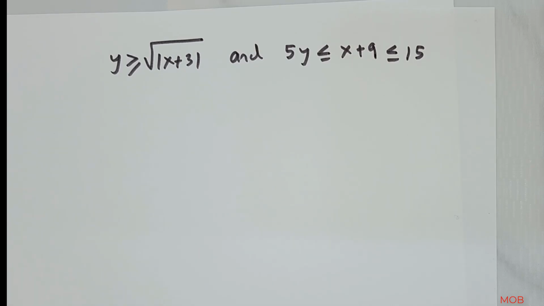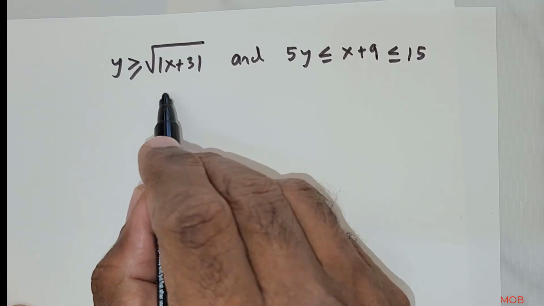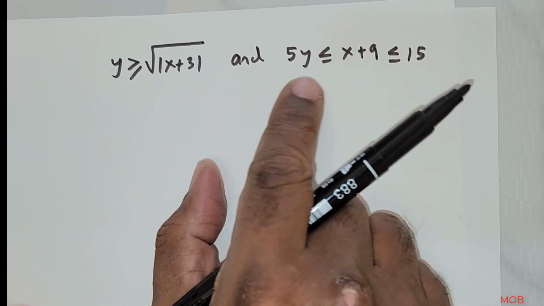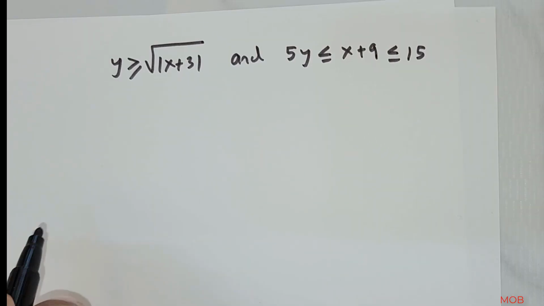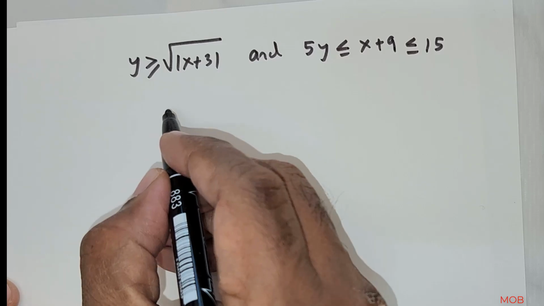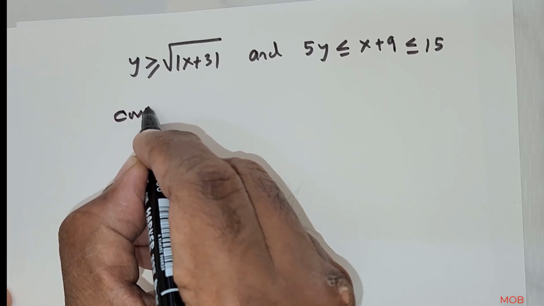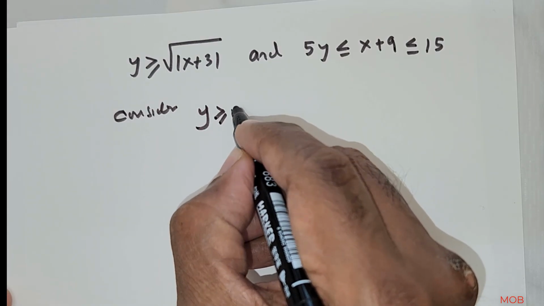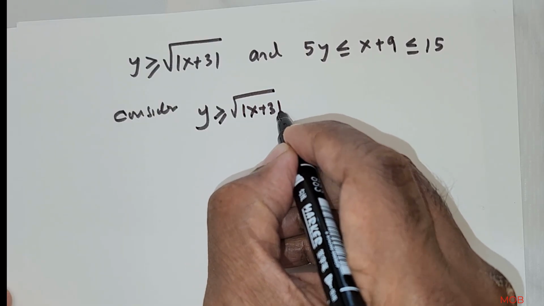Good day, everybody. We've been given this question. We are asked to find the area enclosed by these two figures. So we have to obtain the intersection. Now, what is this? Let me consider y greater than or equal to the square root of |x + 3|.